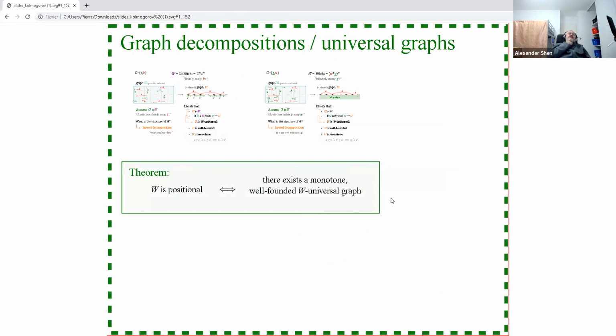Maybe just in the direction from right to left. No, just to see how it works for a simple case of parity games or something like this. Yeah. Okay. So let's do this.